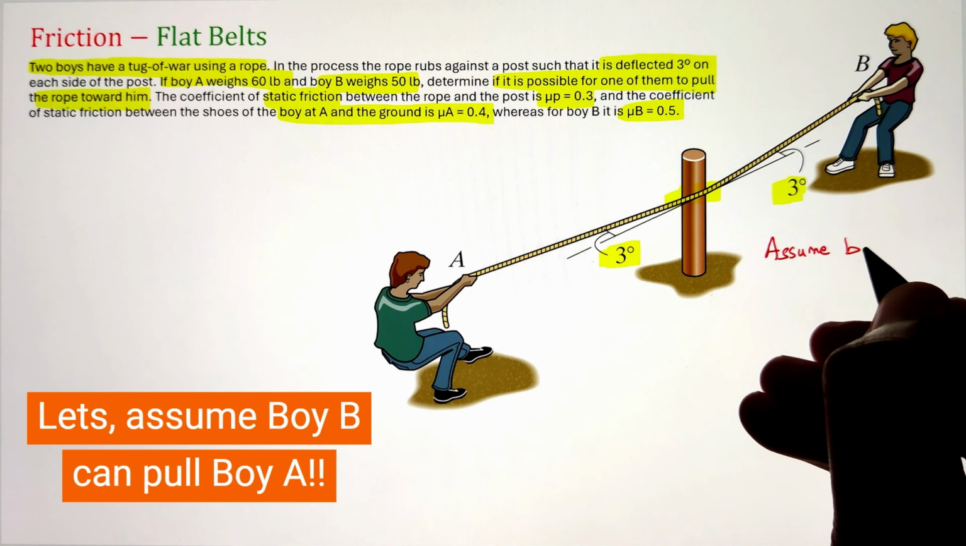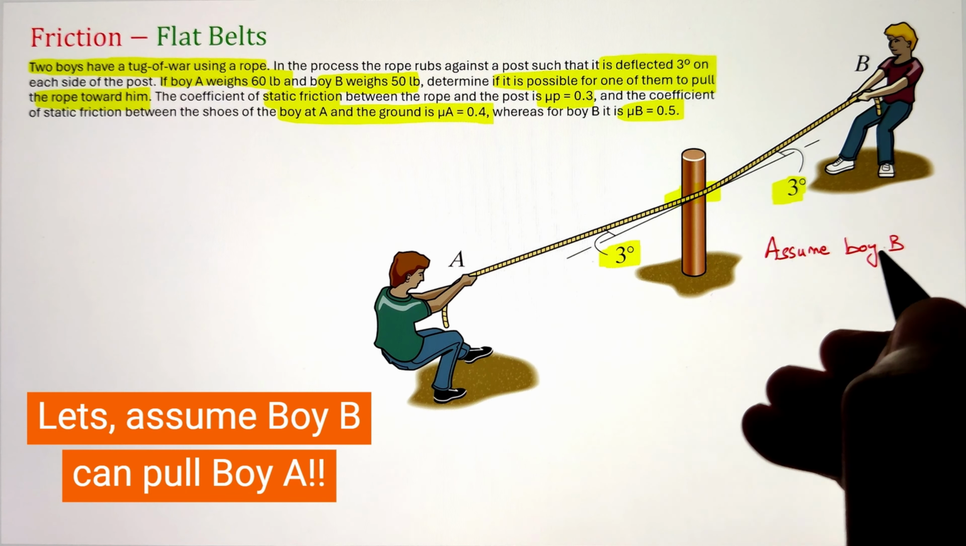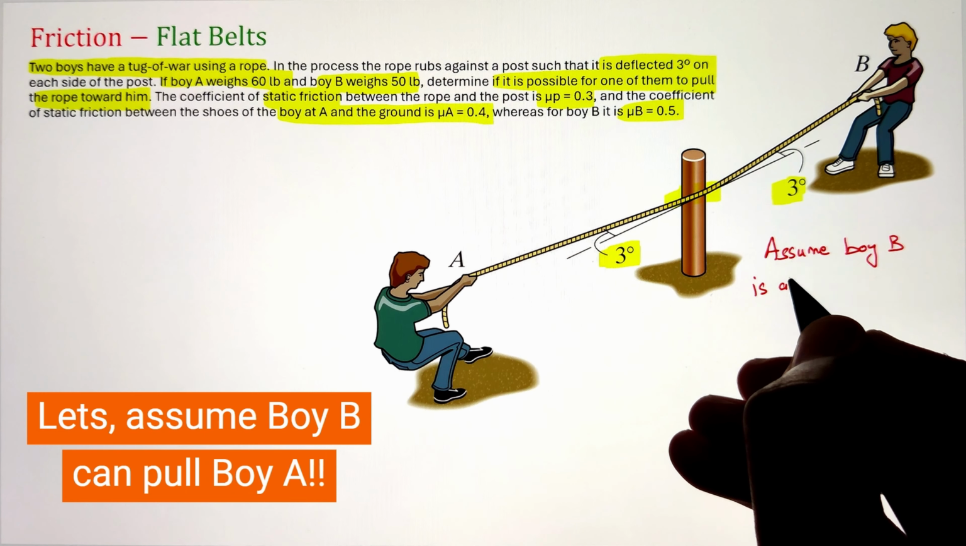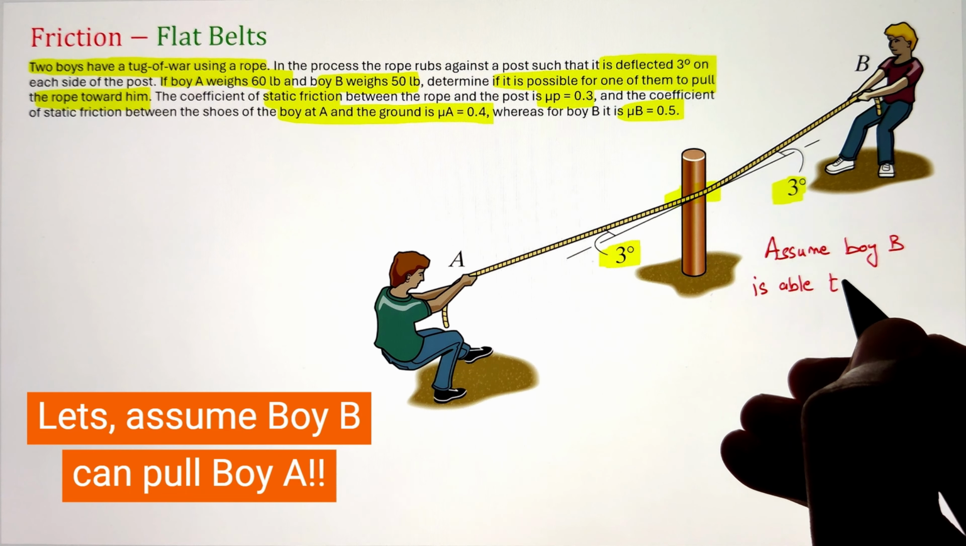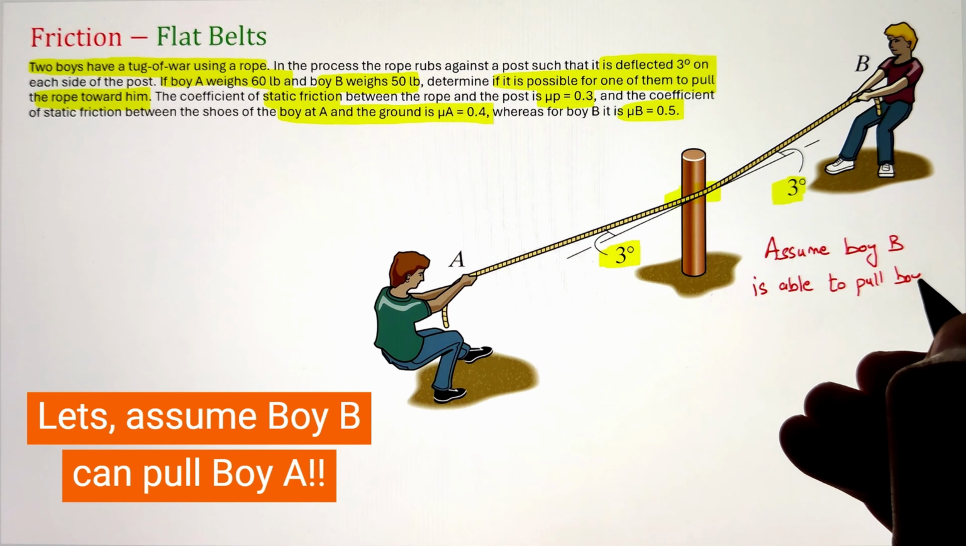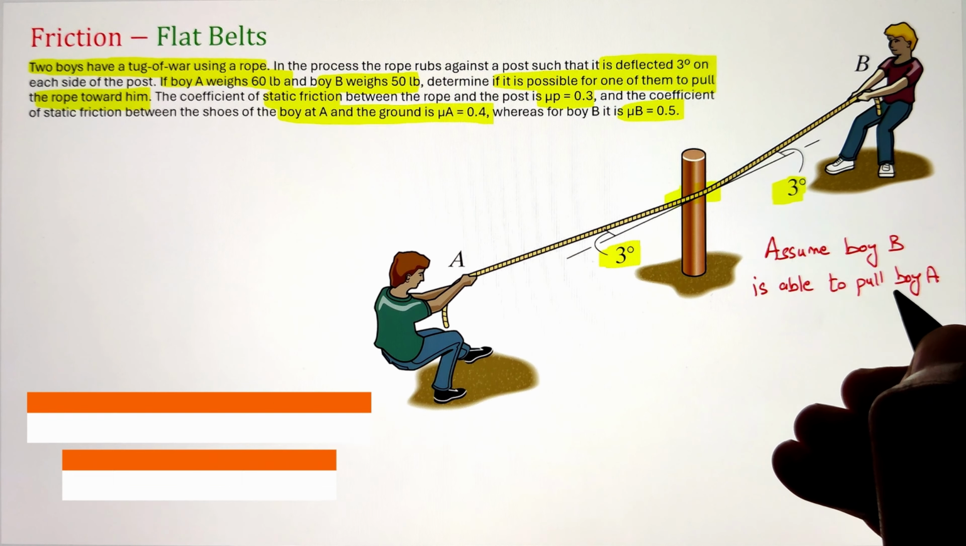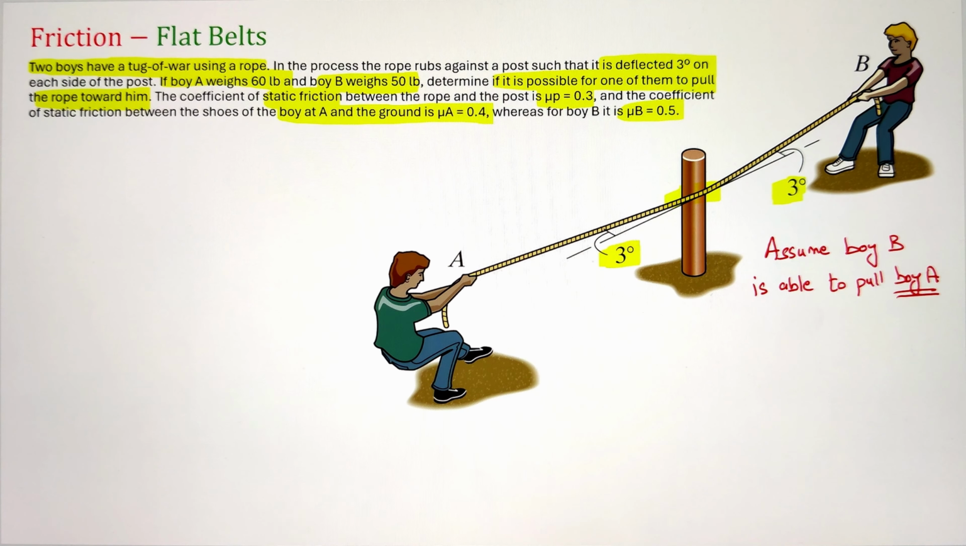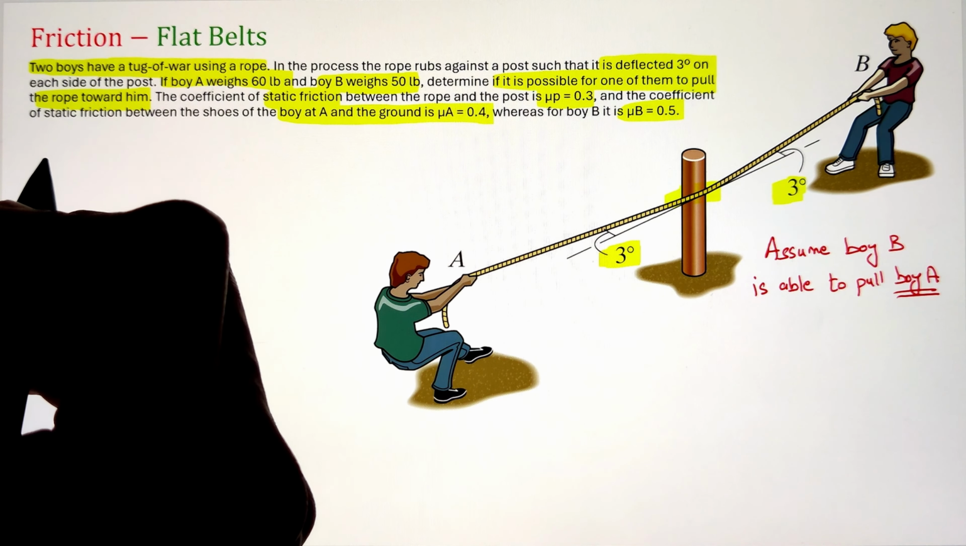Now, to solve this problem, we have to make an assumption that either boy B is able to pull boy A towards them or the other way around. In this case, I'm making an assumption that boy B is able to pull boy A towards him.